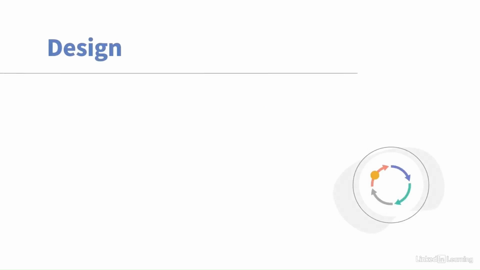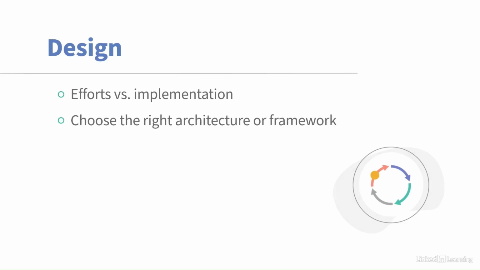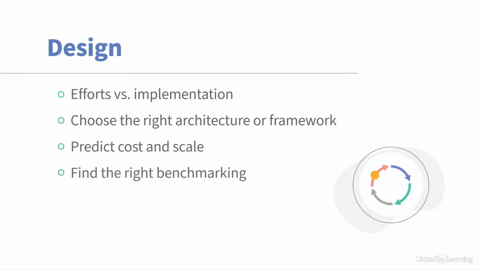So within the design phase, what we need to look at is the efforts. Basically, what do we think in the design phase is going to be the effort for the implementation versus what's going to most likely be the real implementation efforts. There is always a difference, but we're going to look at how to solve that problem. Then we're going to look at choosing the right architecture and frameworks, predicting costs and scaling better, and also the right benchmark of the existing tools.